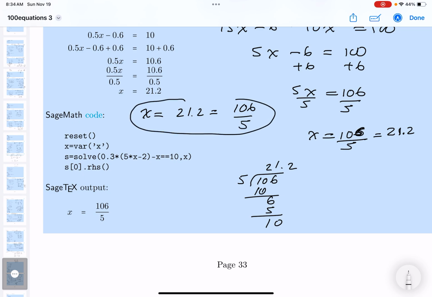Now, I want to point out, that's the answer that most people would write down for this one because it's a decimal problem. Sage writes down what looks like an exact answer to me. By the way, 21.2 is exactly the same as 106 over 5. But when people start putting decimals down, people often think there's an approximation being done. Thank you.